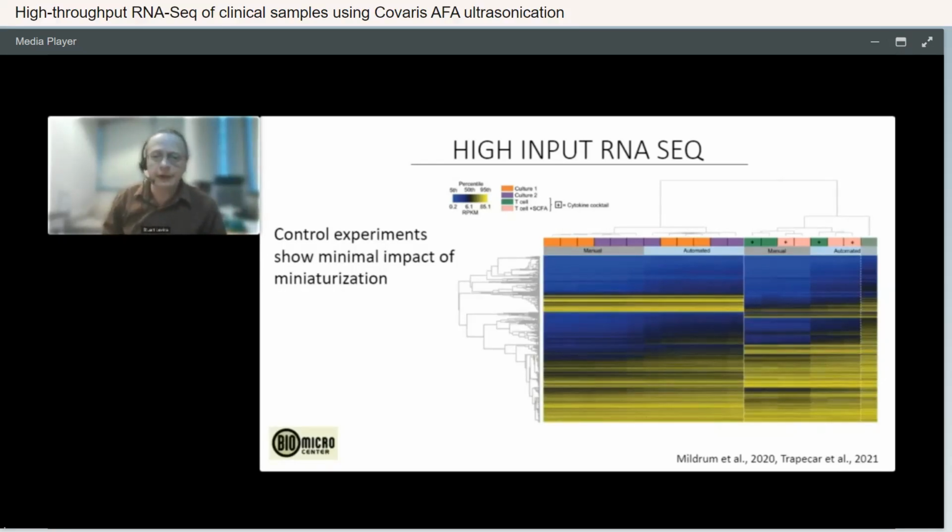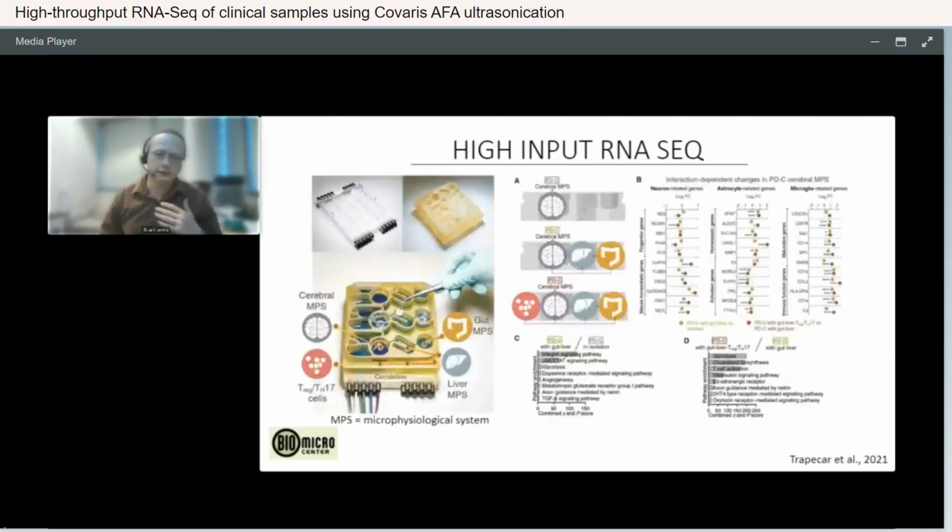Okay, and we've used this for many, many different experiments. This is an example from the Griffith lab doing high throughput experiments with organs on chips, where we're able to isolate the RNA from a whole bunch of different areas, samples, and process them all in batch.